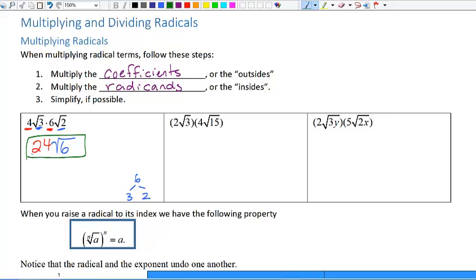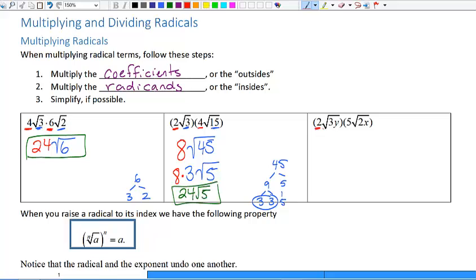On the next problem, my coefficients are 2 and 4, so I multiply 2 times 4 to get 8. My radicands, 3 times 15, multiply to get 45. Step 3 says to simplify if possible, so I'm going to take 45 and see if I can break that up. It looks like 9 times 5, 3 times 3 times 5. So there is a pair, because it's a square root, so we're looking for groups of 2. So the 3 comes out, the 5 stays home, but don't forget that you also had the 8 out front. So we're going to multiply those two together to get 24 square roots of 5.